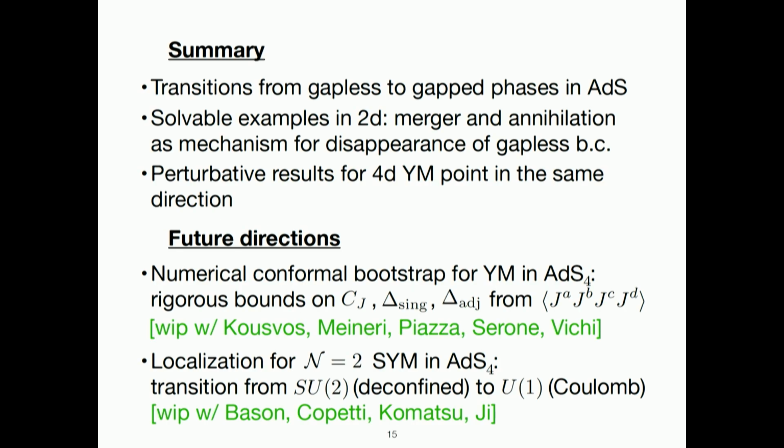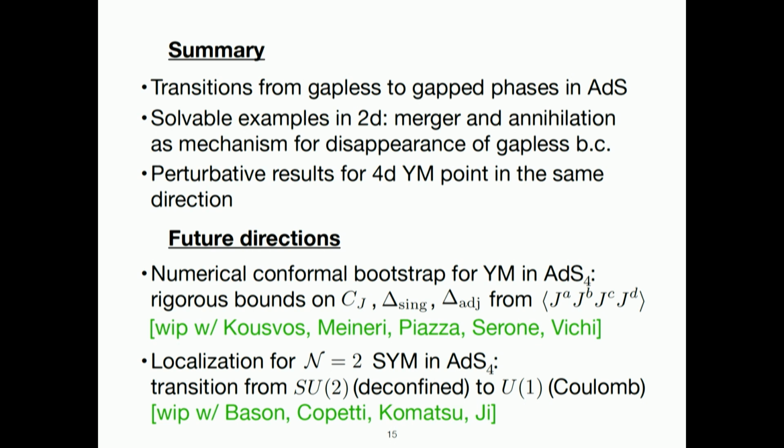OK, so let me summarize. We studied transitions from gapless to gapped phases in AdS. First, we went through some solvable examples in 2D, and they seem to point to merger and annihilation as the most promising mechanism for the disappearance of the gapless phase. And then we showed some perturbative results for Yang-Mills that point in the same direction. So there are some interesting future directions here.